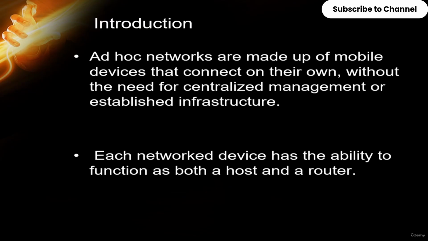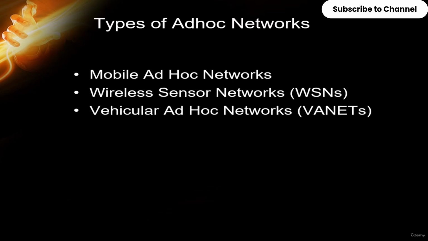So the introduction, as I already said: it doesn't have any centralized management or any established infrastructure. Every device has the ability to function as both the router as well as the host, so the name ad hoc means an on-the-spot network. It can communicate with any other type of device at any time. There are three types of ad hoc networks available. One is mobile ad hoc networks, the second is wireless sensor networks, and the third is vehicular ad hoc networks.